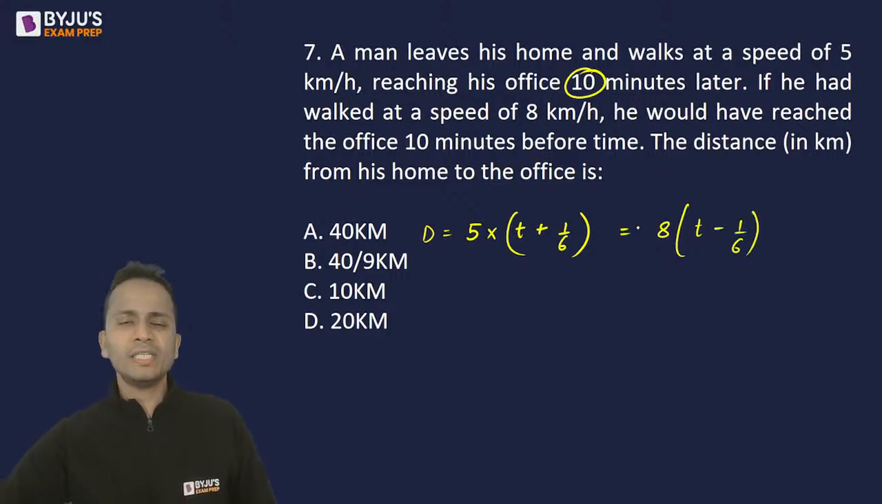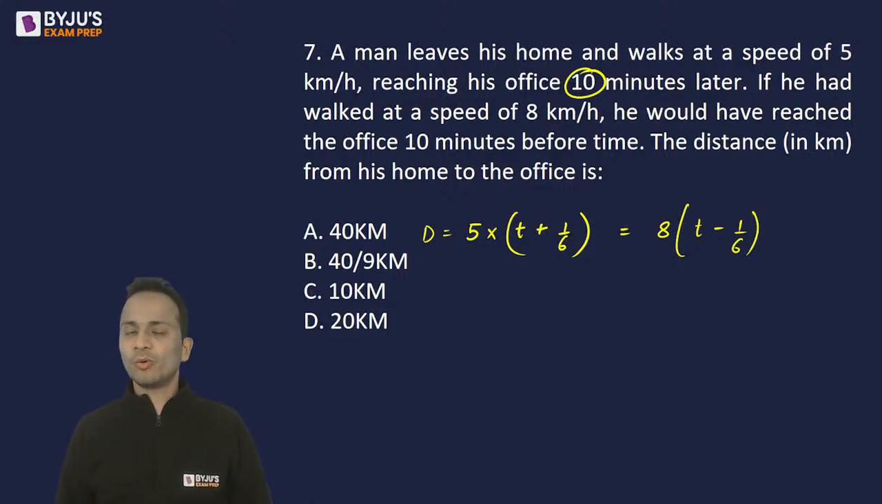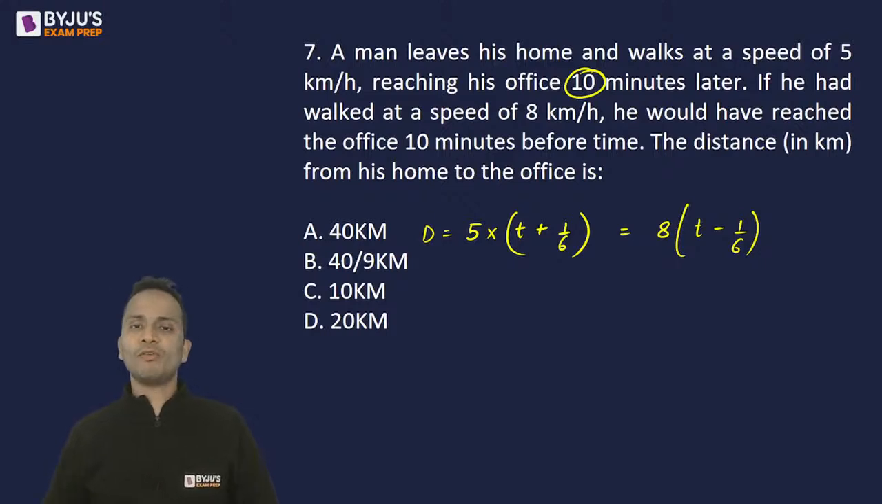Now we can equate these two because both of them are equal to the distance traveled, and in both cases he's traveling between his house and his office. So the distance should be equal. So this is the equation that you will get. Solving this, you can find out the value of t.